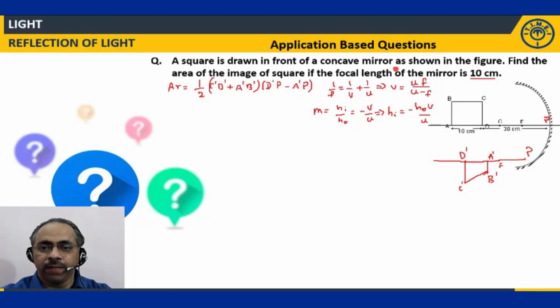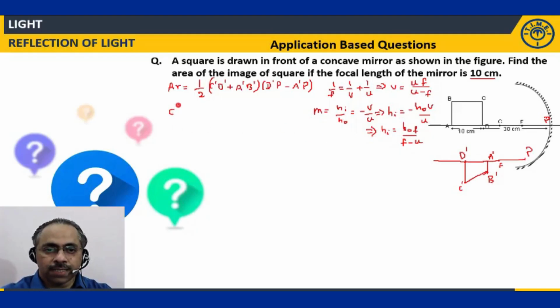Now if I take the value of V by U from this expression over here, what I'm going to get is HI is equal to HO into, if I multiply minus into the right hand side of this expression, I'll get it as F by F minus U. So F by F minus U. So directly I'll be able to get this.